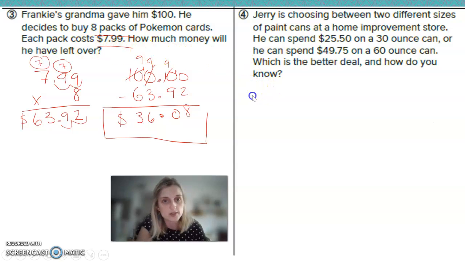You can compare the 30-ounce. Oops. Every time I move my face, it turns my pen off.